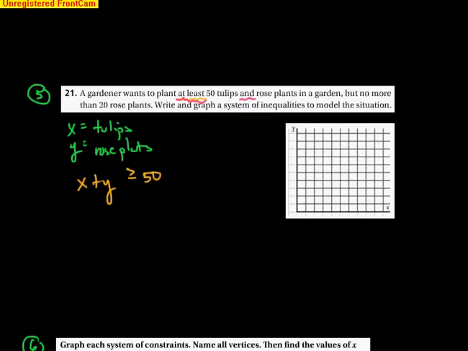The other sentence, the other part of this, no more than 20 rose plants. So now we're only talking about rose plants. So that means you're only talking about y, no x, and you want no more than 20. So that means you're okay with 20, but then you can't have any more, so you have to have less than 20. Less than or equal to 20. And there's your two inequalities that you need to graph.